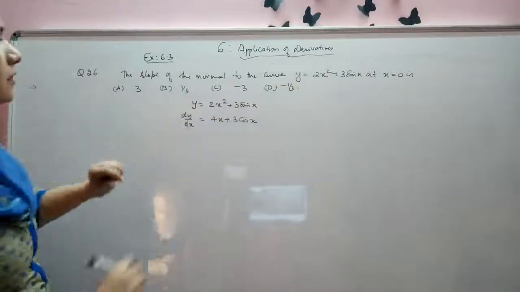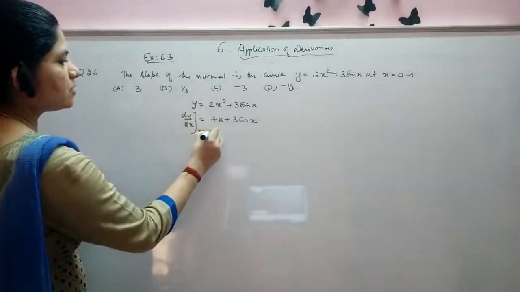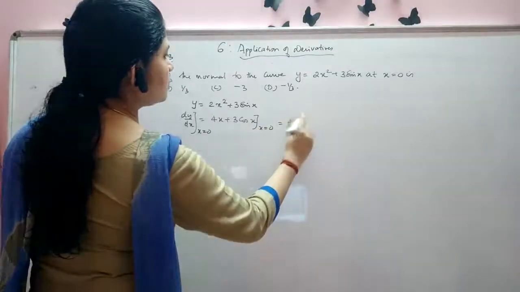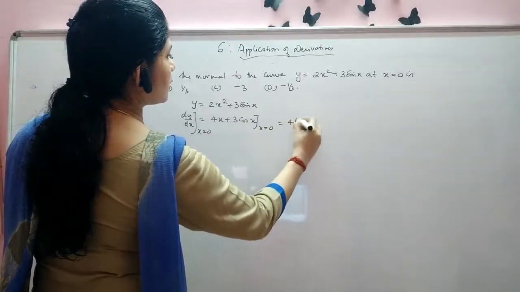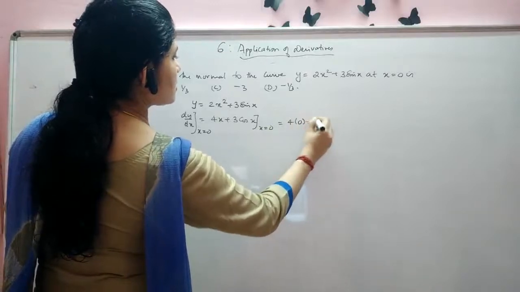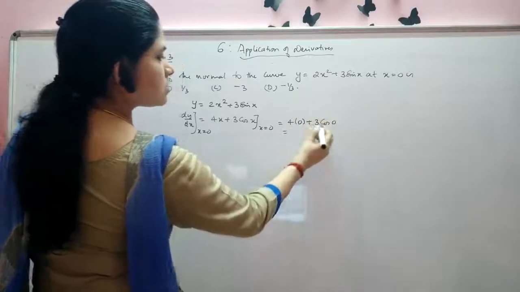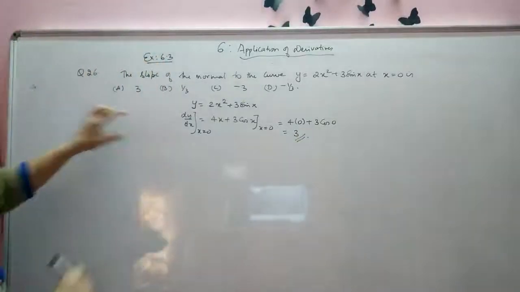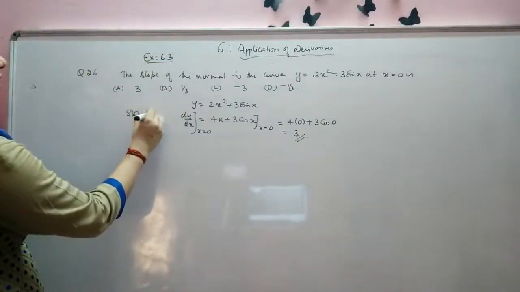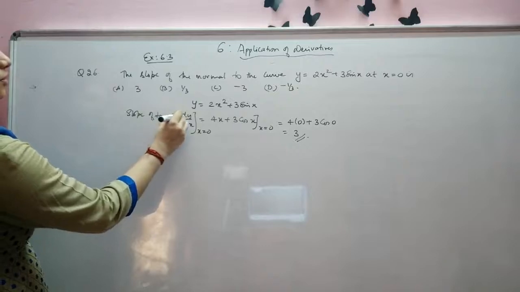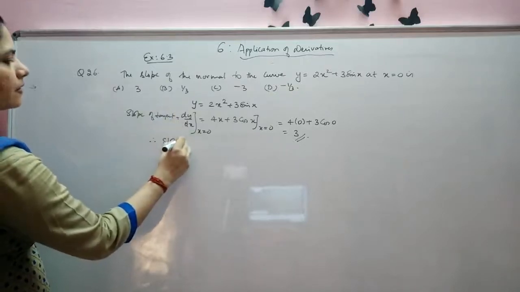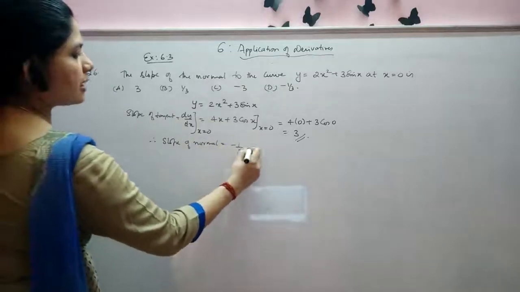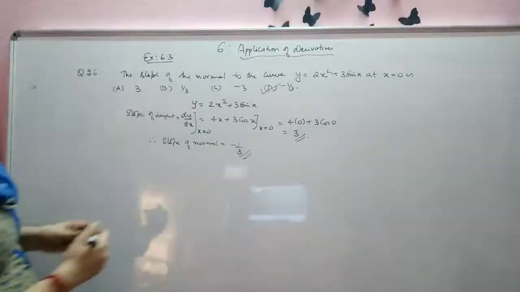Now at the point is given. So slope of the tangent at the point x equal to 0 will give you 4 into 0 plus 3 cos 0. Cos 0 is 1, 4 into 0, 0. So you will get 3 as the slope of the tangent. So what is slope of normal? Slope of normal is negative reciprocal of slope of tangent. So you will get minus 1 by 3. So the option D is correct.